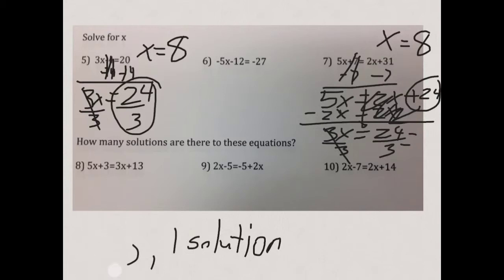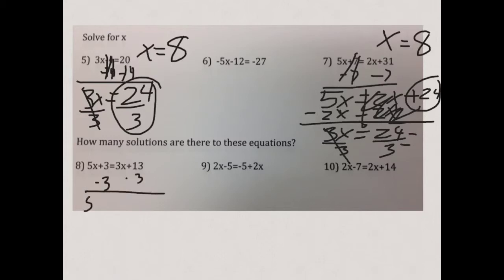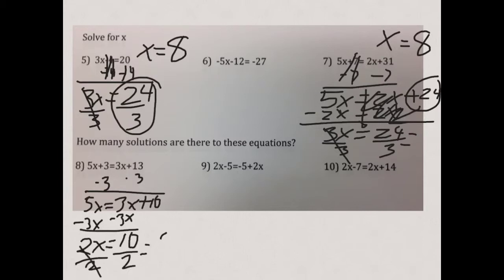So let's look at number 8. Very quickly, subtract 3, end up with 5x is equal to 3x plus 10. Subtract 3x, end up with 2x equal to 10, divide by 2. This becomes 5, so x is equal to 5.